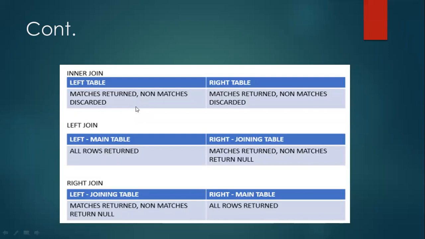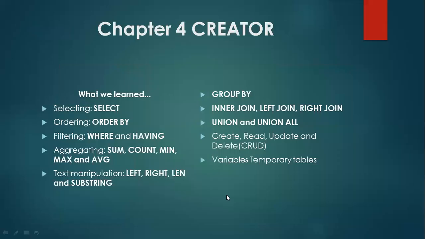This diagram shows the difference between inner join, left join, and right join. In inner join, for the left table, matches are returned and non-matches are discarded. For the right table, matches are returned and non-matches are discarded. For left join, in the main table all rows are returned, and in the right table, matches are returned and non-matches are returned null. In right join, for the left joining table, matches are returned and non-matches are returned null. In the right main table, all rows are returned.